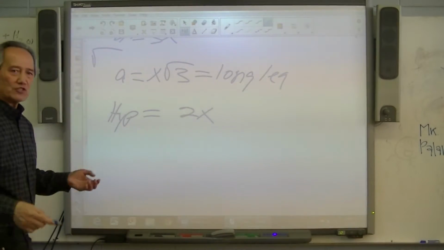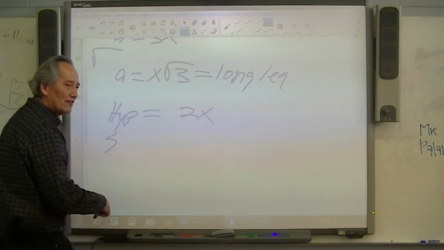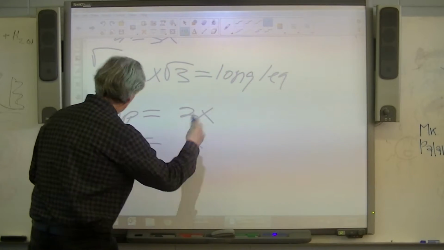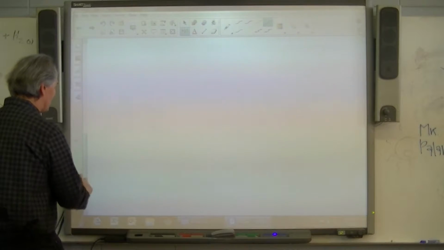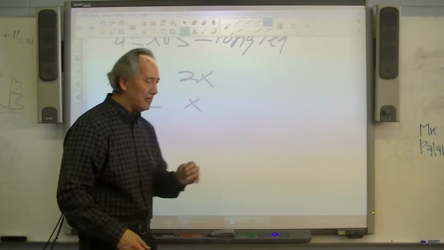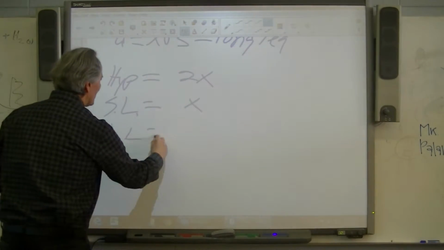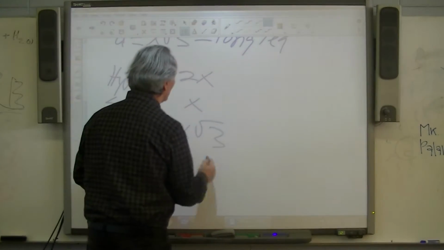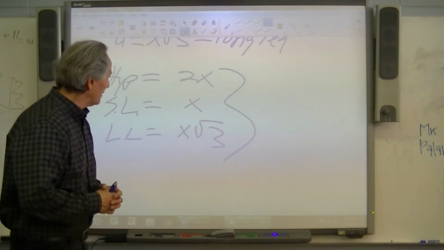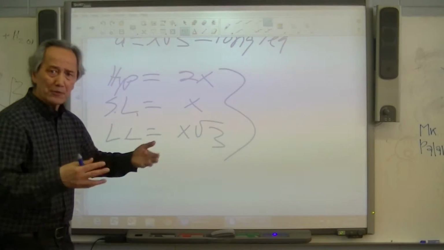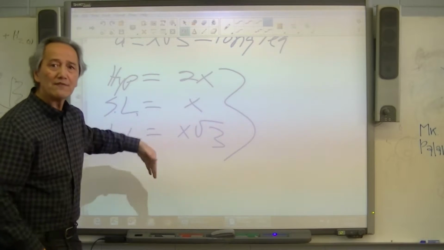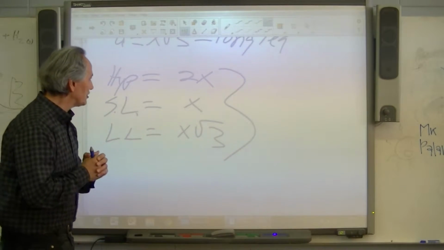I'm going to take the short side, which I'm going to abbreviate with SL for short leg, and that value that was given was x. And then I'm going to give you the calculated value for the long leg, abbreviated LL, and that was equal to x square root of 3. Well, let's take a look at all three of those. What we see here is that we can come up with a relationship of the hypotenuse versus the short leg versus the long leg.